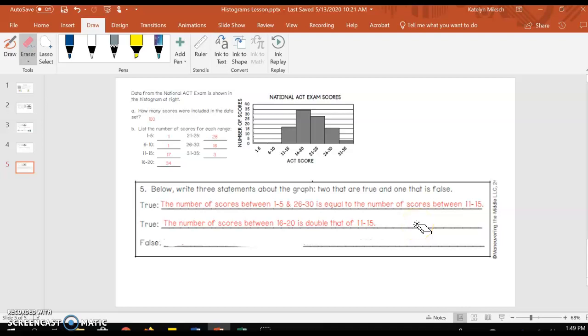Another true statement, the number of scores between 16 through 20 is double that of 11 through 15. 16 through 20 had 34 people scoring in that range, and then 11 through 15 had 17. If we multiply 17 times 2, it is 34. So the statement saying that it is double would be correct. And then a false statement, there are an equal number of scores between 11 through 15 and 26 through 30. 11 through 15 had 17, 26 through 30 had 16. So those are really close to each other, but they are not equal. So that would be a false statement.